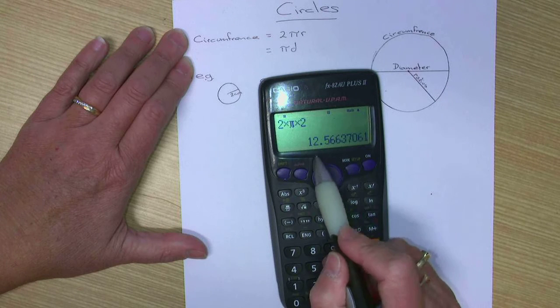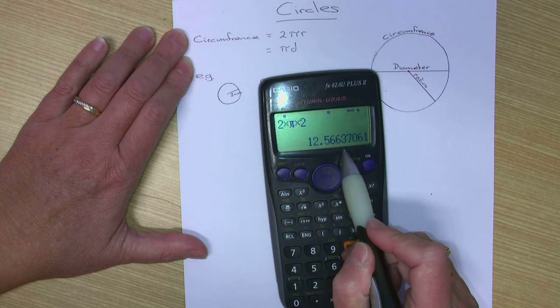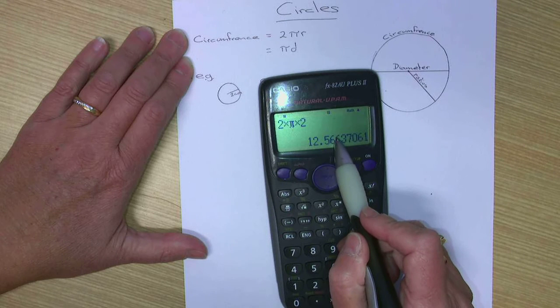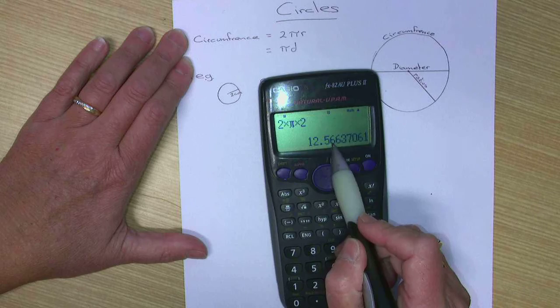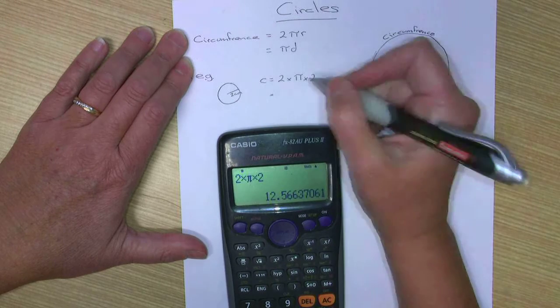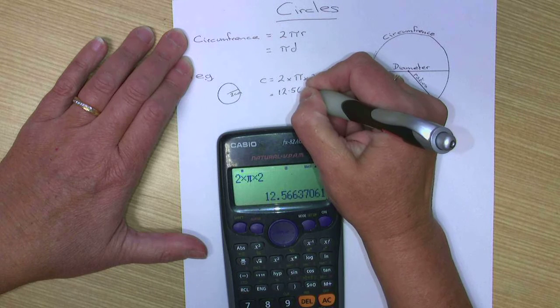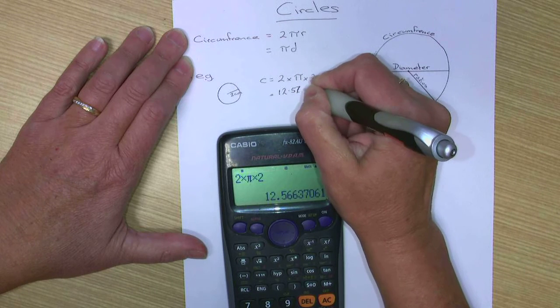12.5663. Usually we give our answers to 2 decimal places, so I want to take it off here at this 6, so I'm going to round off this 6. So our answer in this one will be 12.57 centimeters.